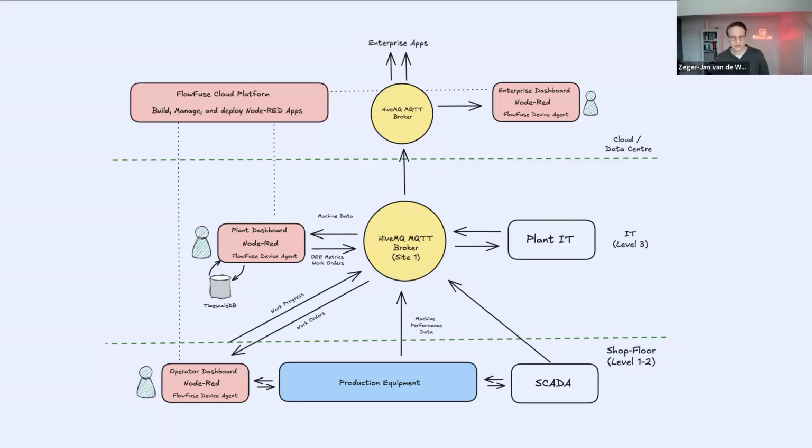Yes, DJ? Yeah, a short question about the left-hand side in the middle. There's TimescaleDB and there's the FlowFuse device agent. And so the question is how that works. Like if you store the values in a time series database, how do you organize your topics in MQTT to facilitate request and response cycles?